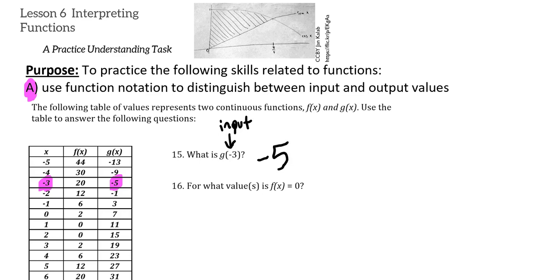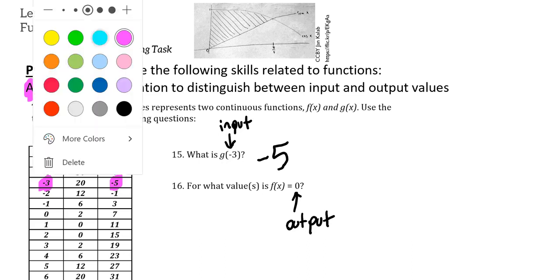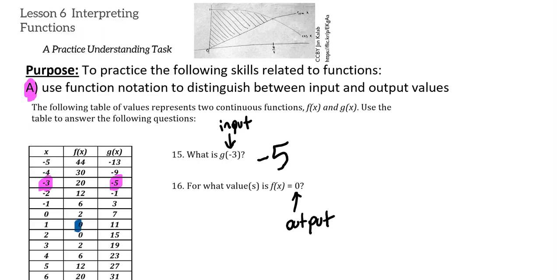On the other hand, for what values is f of x equal to 0? That's an output. So what are the inputs that give us an output of 0? We can see f of x has an output of 0 here and here in 2 places. So that's going to be x equals 1 and x equals 2 for f of x. So that takes care of objective A.